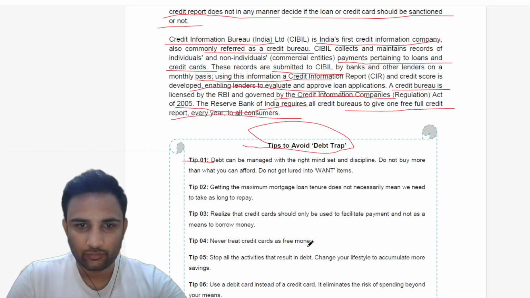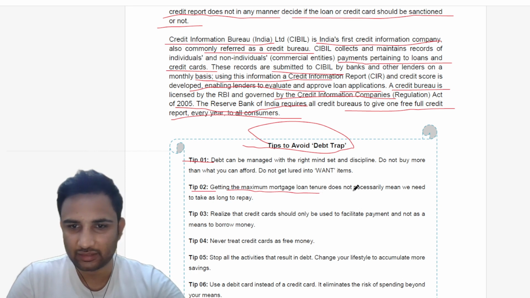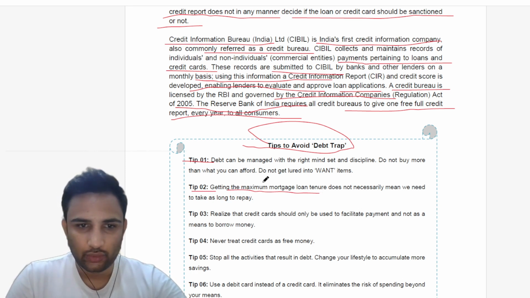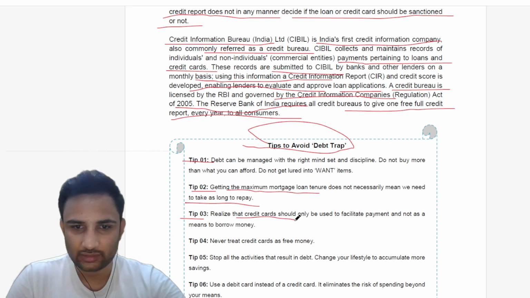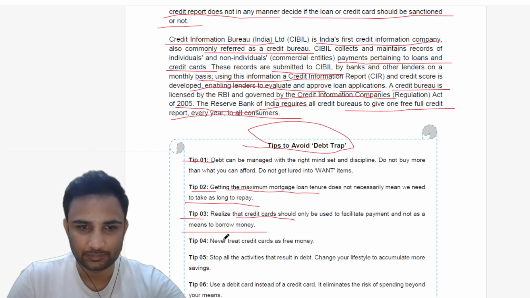Tip number two is getting the maximum mortgage loan tenure does not necessarily mean we need to take as long to repay. Tip number three, realize that cards should only be used to facilitate payments and not as a means to borrow money. Tip number four is never treat credit cards as free money.